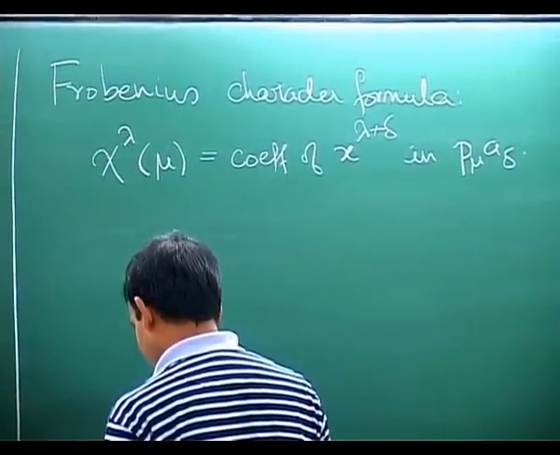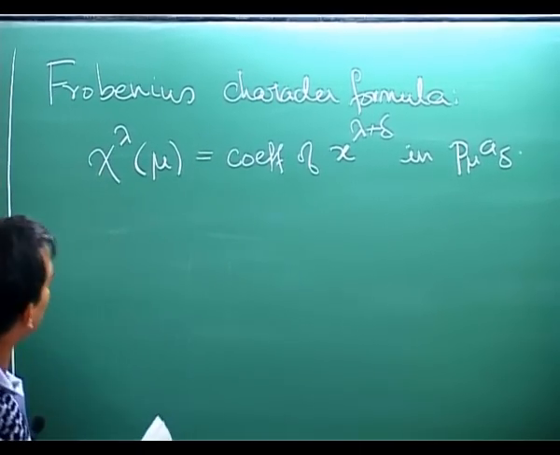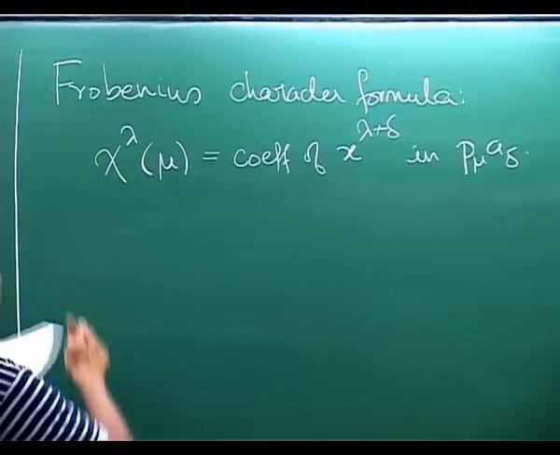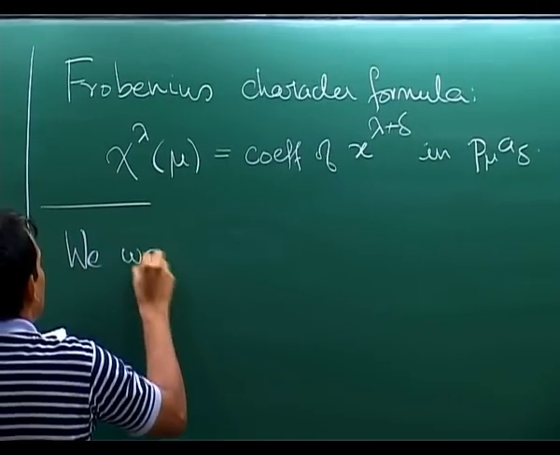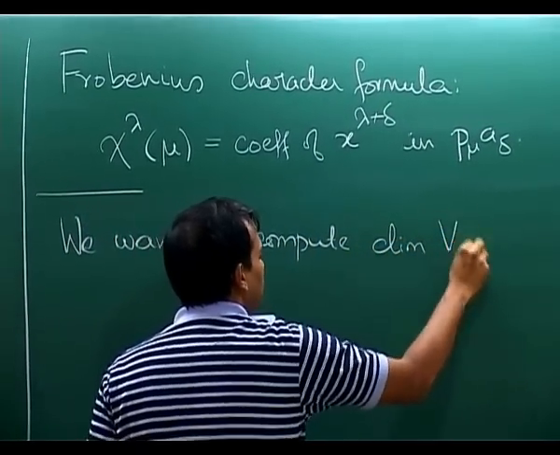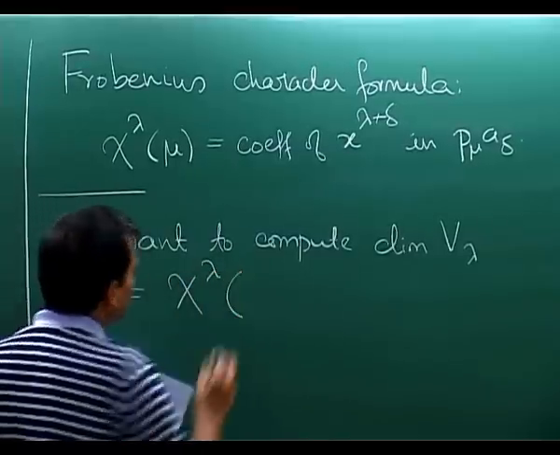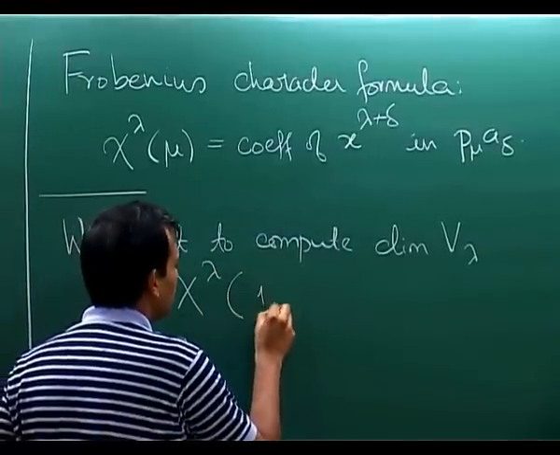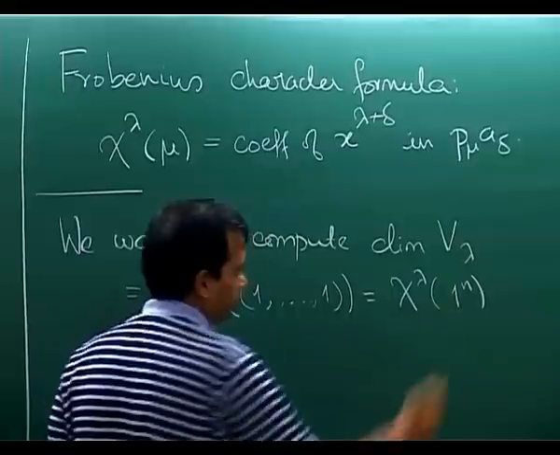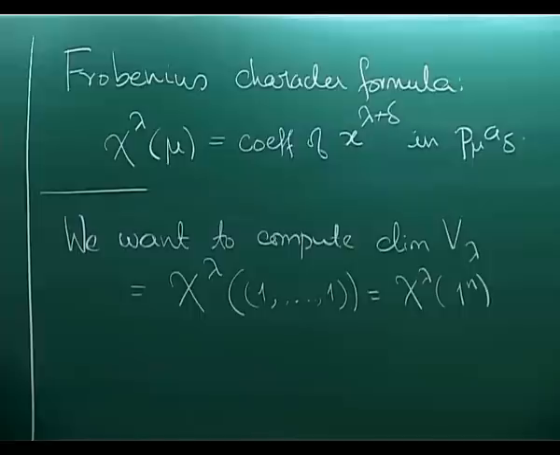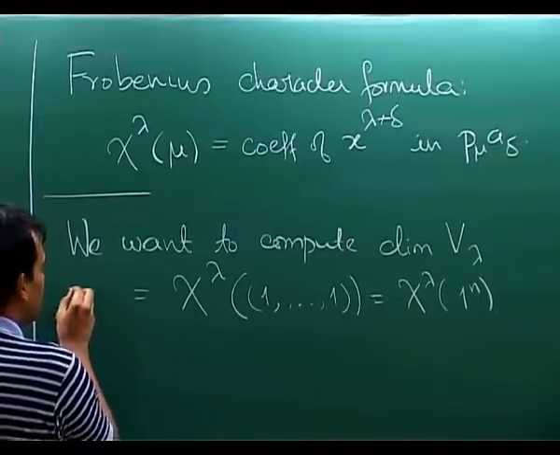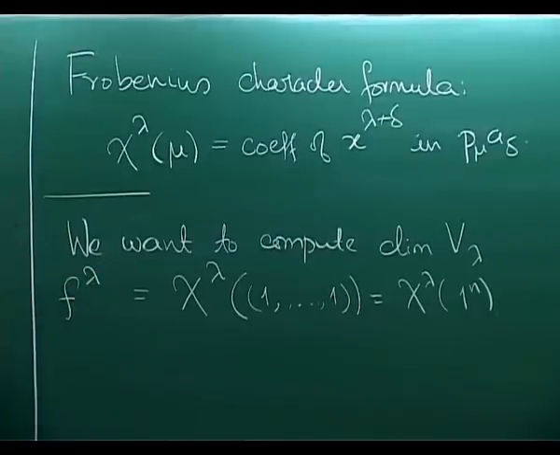Now let's come to it. We want to compute the value of this character at the identity element of the symmetric group. So we want to compute the dimension of V lambda, which is equal to chi lambda at the cycle decomposition of the identity. It's just 1, 1, 1, 1, n times. So what we get, we'll call that F lambda. It's the number of standard Young tableaux of shape lambda.